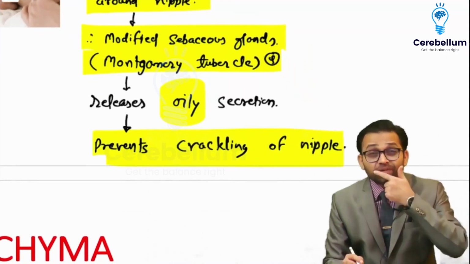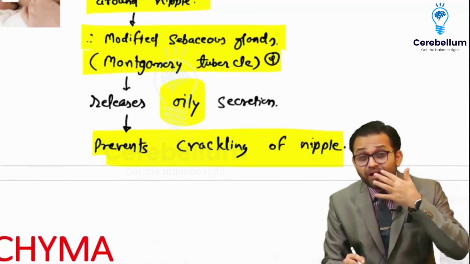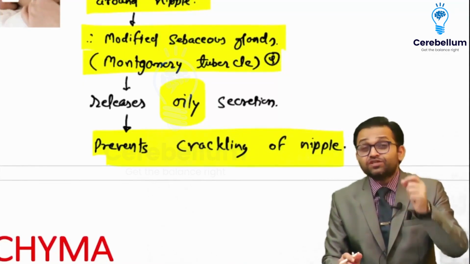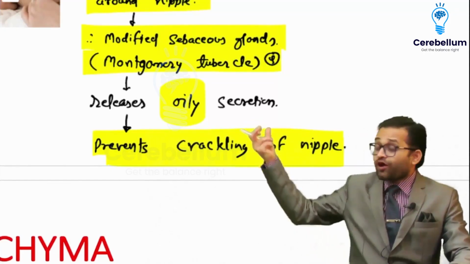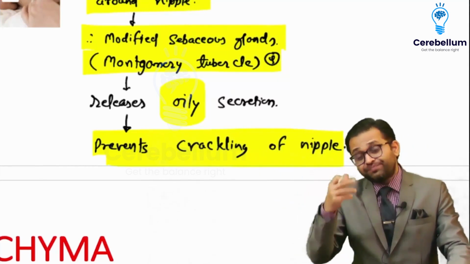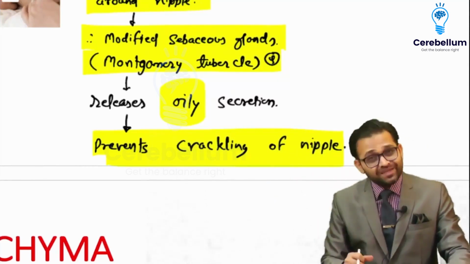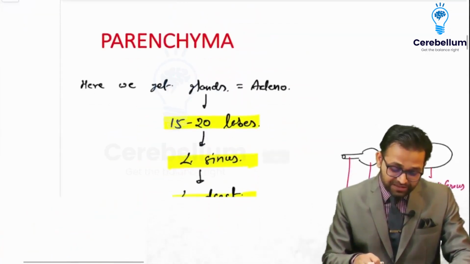Yes, we apply Vaseline, lip balm, and oil in our winter and rainy seasons. In a similar way, this oily sebaceous secretion from the Montgomery tubercles prevents cracking of the nipple. Okay, sir, so this is the preventive mechanism created by God.